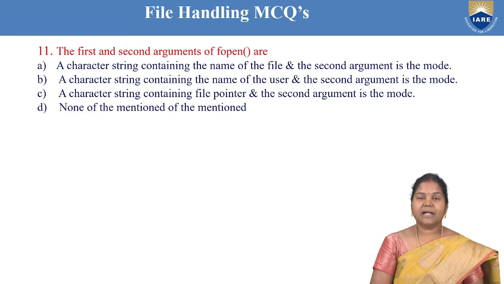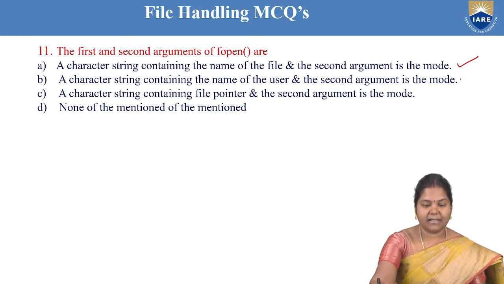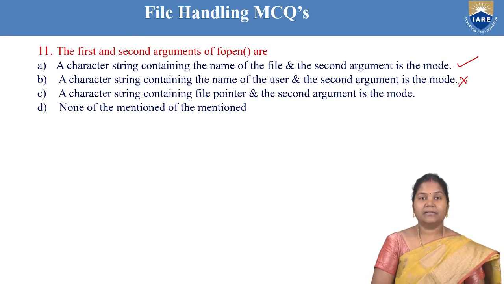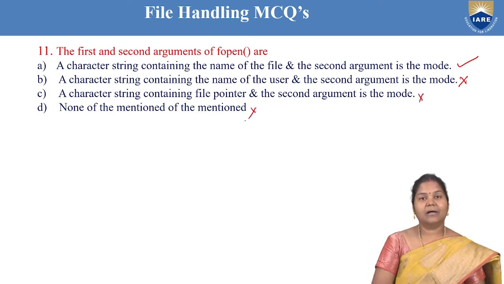Then the next question is regarding the first and second arguments of the fopen function. The first argument of file opening is always a character string containing the name of the file and the second argument is always the mode. So option A is correct. Option B, a character string containing the name of the user and the second argument is the mode, is not correct. Similarly, a character string containing the file pointer and the second argument is the mode, that is also not correct, and none of the above. So you can check it out. The correct option is option A.